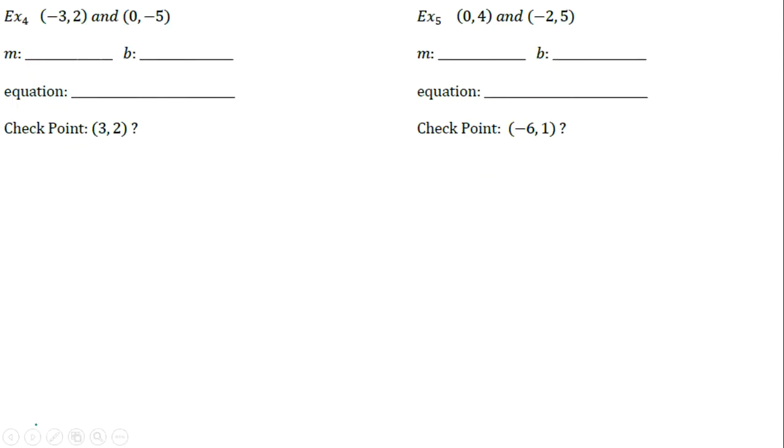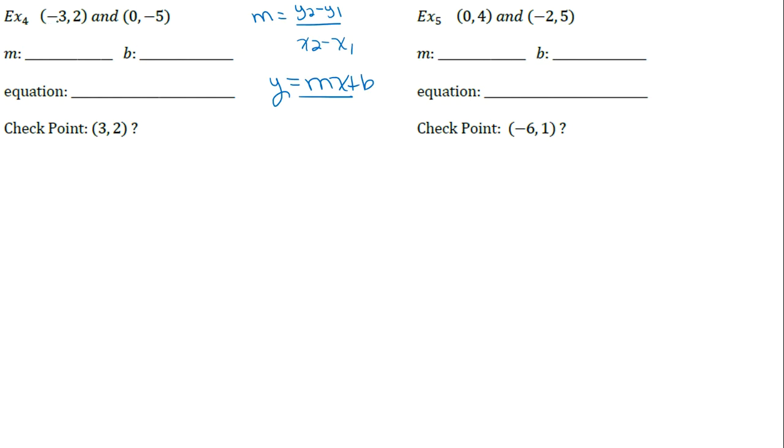Now let's take a look at another example. First, let's make sure that we have our formulas. So our slope formula is y2 minus y1 over x2 minus x1. And then slope-intercept is y equals mx plus b. So this is the goal, to write an equation in slope-intercept form.